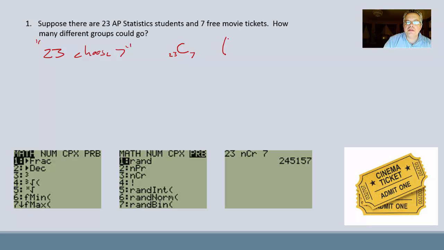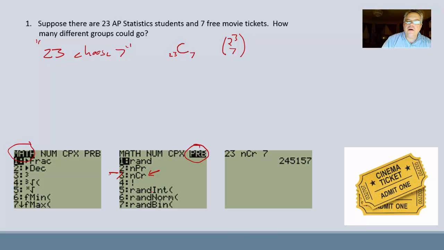Sometimes you're going to see this written like this, 23 and 7 inside parentheses. That means 23 choose 7. Now there's a way to do this on your calculator, and that's what we're going to use most of the time. If you press the math key on your calculator, then go over to probability, the third option you see here is NCR, N choose R. You have N things. You want to know the number of ways you can choose R of them.